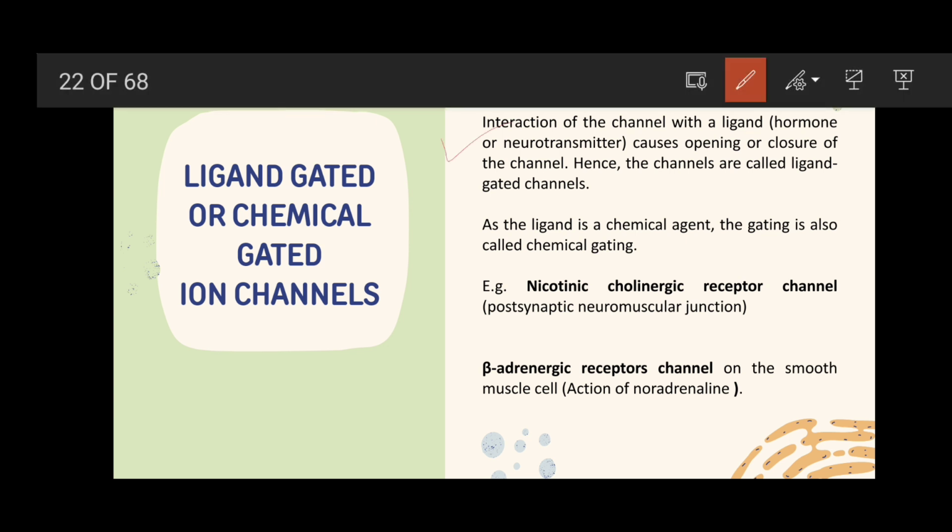A specific chemical is responsible for the opening and closing of the gates of these channels. So these channels are called ligand gated or chemically gated channels. Examples are nicotinic cholinergic receptor channel, which are present in post-synaptic neuromuscular junctions. The second one is the beta adrenergic receptor channels, which are present on smooth muscle cells, and are responsible for the action of noradrenaline.